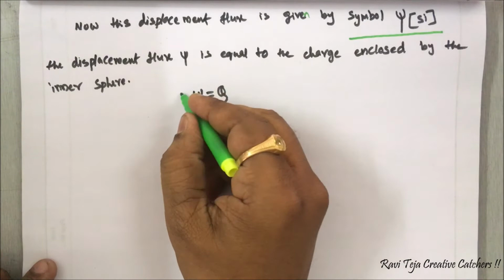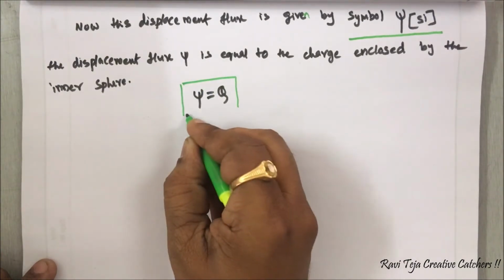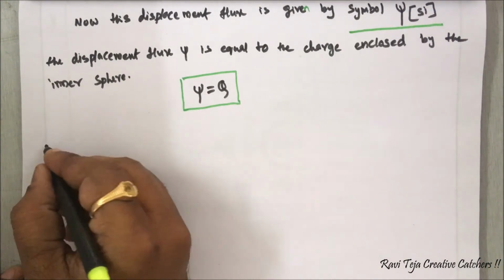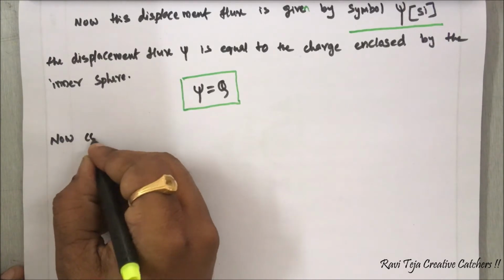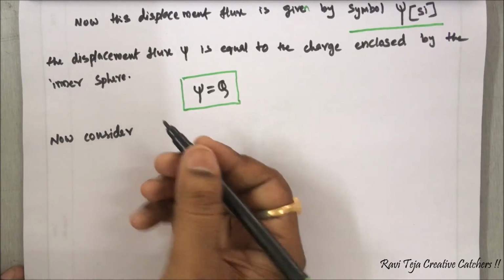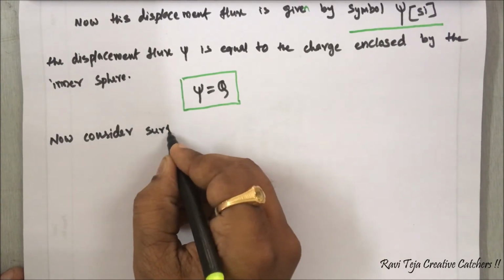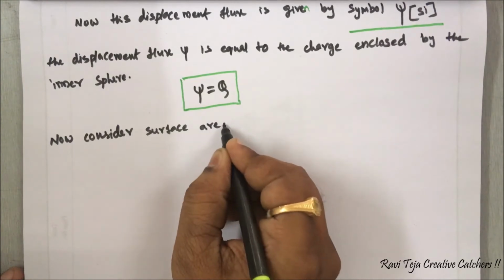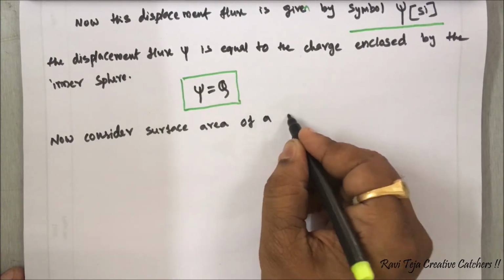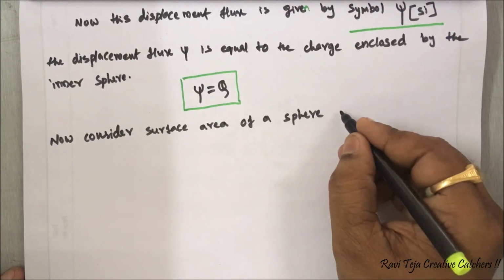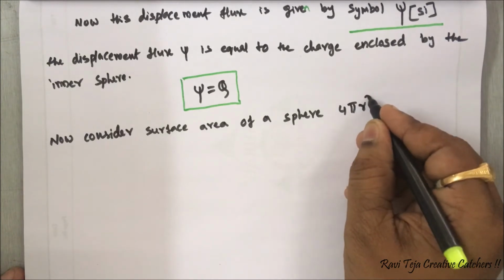So inner sphere charge is equal to outer sphere charge, where outer sphere charge is considered as psi, displacement flux. Now he considered the surface area of a sphere. So generally the surface area of a sphere will be somewhat like 4 pi r square, right?